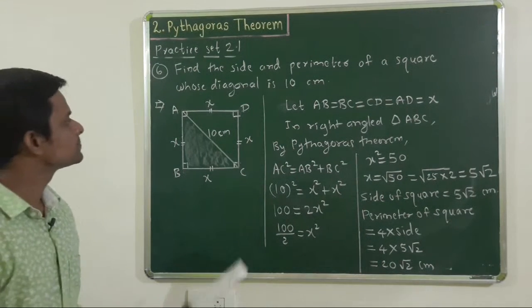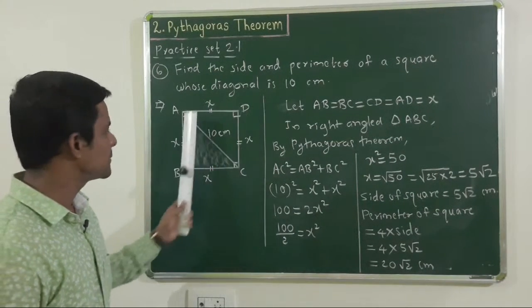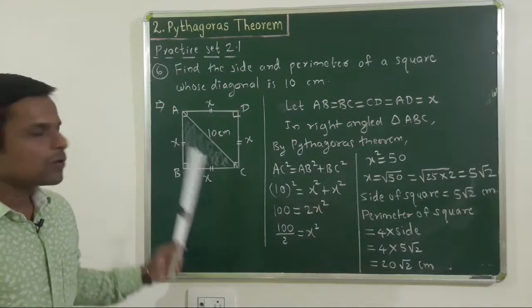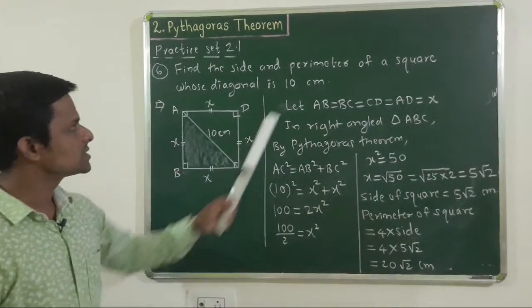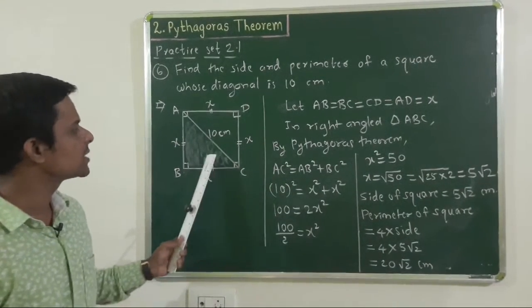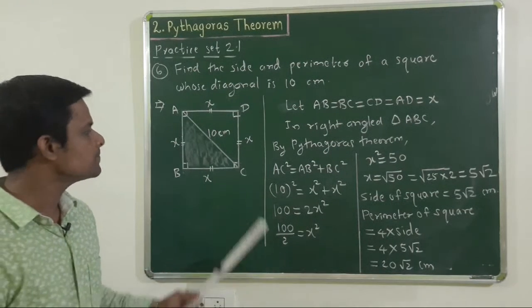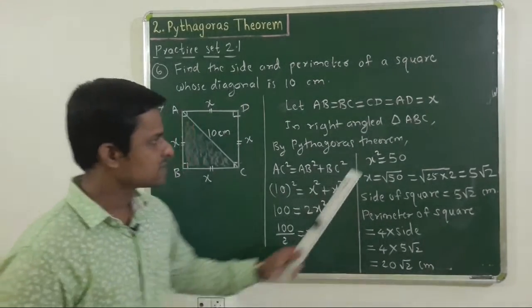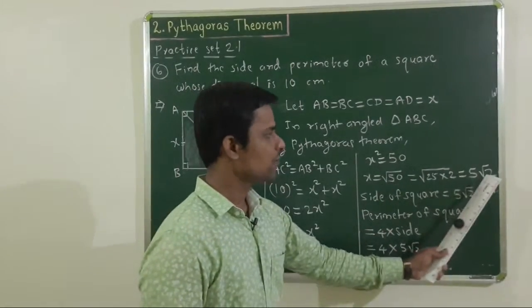See once again, there is one square whose diagram is not given, but we have drawn one square, that is square ABCD, in which all the four sides we have considered as x, and there is one diagonal which is given as 10. Therefore in triangle ABC, which is a right angle triangle, we can use Pythagoras theorem, that is AC square is equal to AB square plus BC square. Putting the value of AC, we will get x square as 50. Therefore x is equal to 5 root 2.